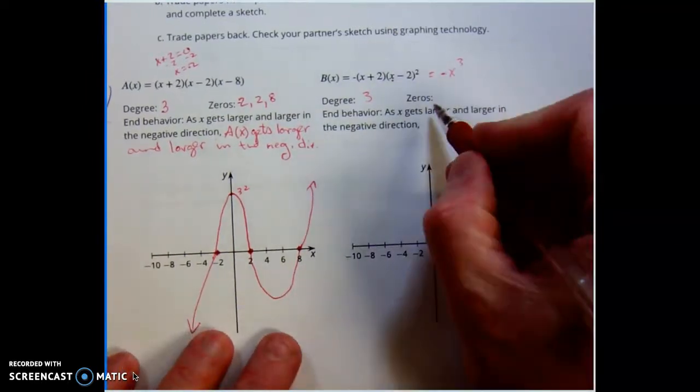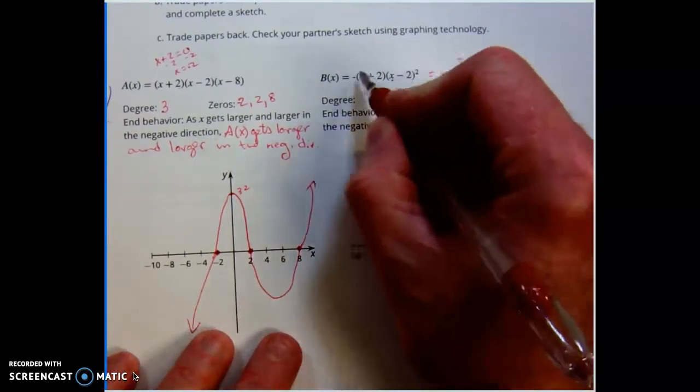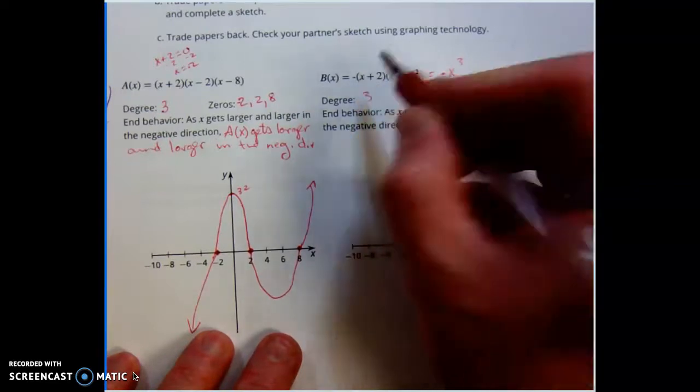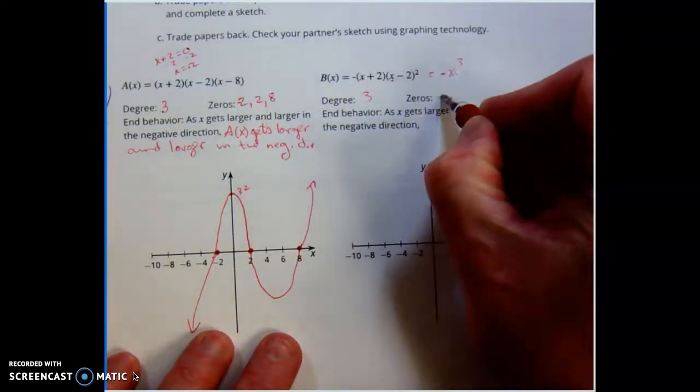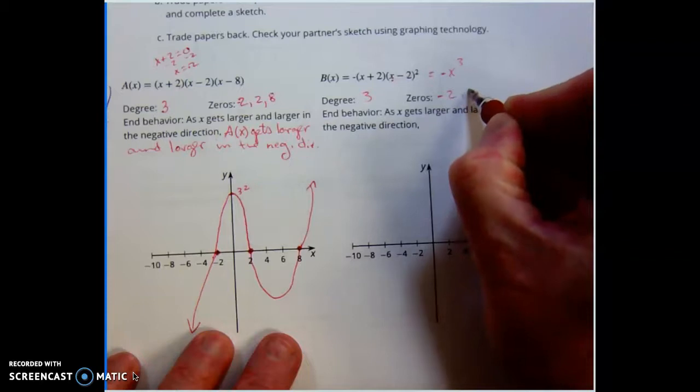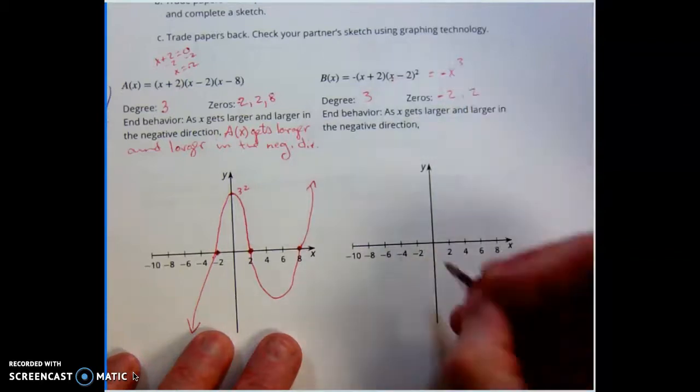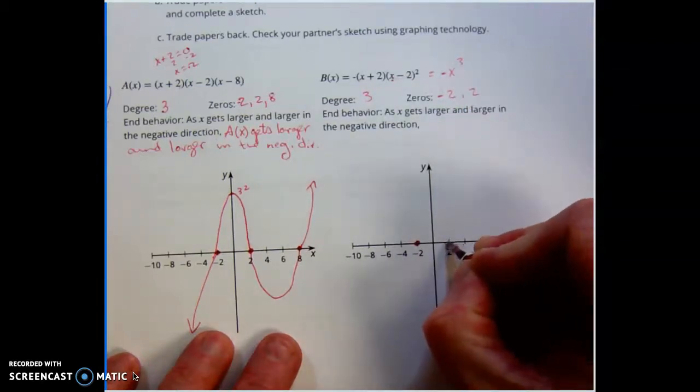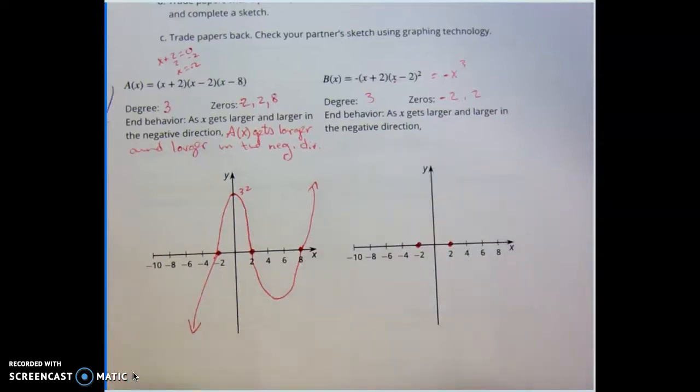Okay, so zeros of the polynomial. Again, nothing in front of these x's, so I can just flip the signs. So negative 2 and positive 2. So I'm going to go ahead and graph those.